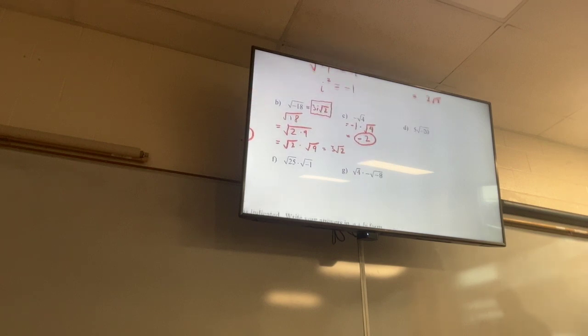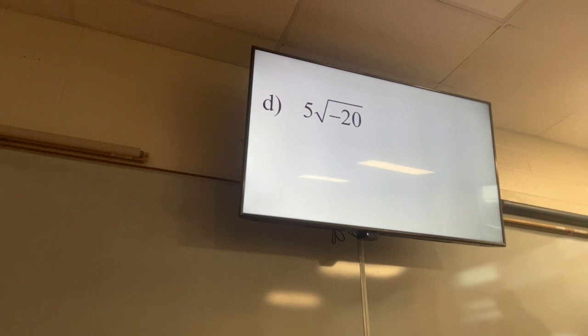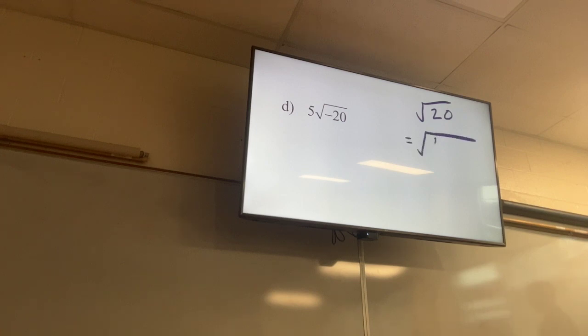All right, can I move on to D? So 5 times the square root of negative 20. How would I simplify the square root of just 20? How would I simplify that? Yeah. So what are the factors of 20 that are perfect squares? What's a factor of 20 that's a perfect square? 4. Yeah. So I can rewrite this as the square root of 4 times 5, which is the same thing as the square root of 4 times the square root of 5, which is the same thing as 2 root 5, okay?